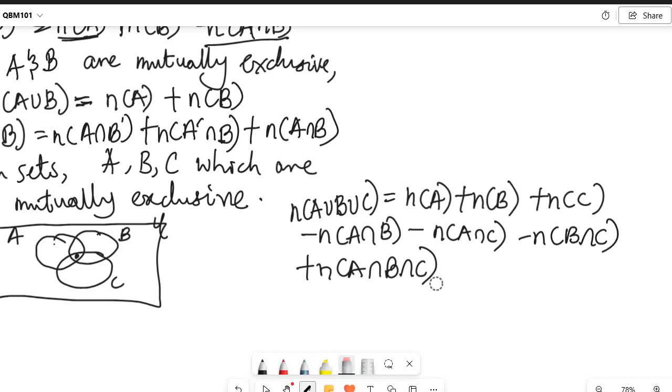So the union of three sets is simply the addition of all the individual sets, subtracting the individual intersections and adding the entire intersection of all of them together at once. So this will be the union of three sets. That would guide us to solving questions as they come one after the other.